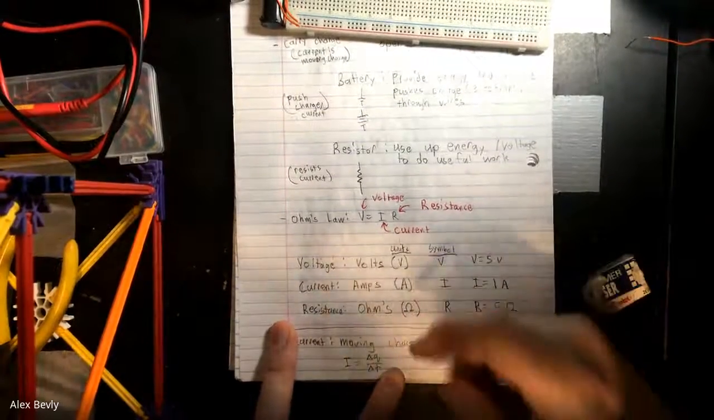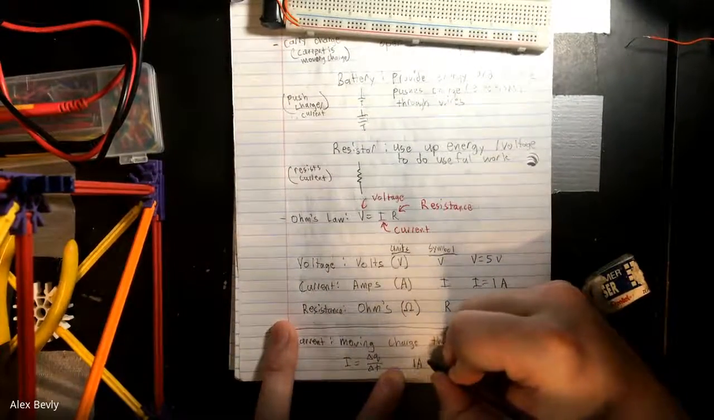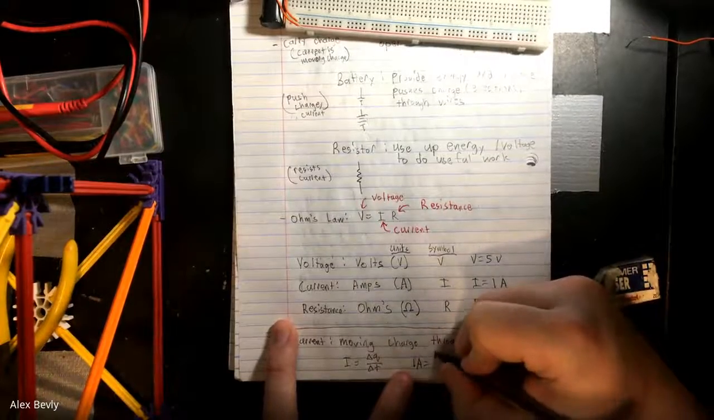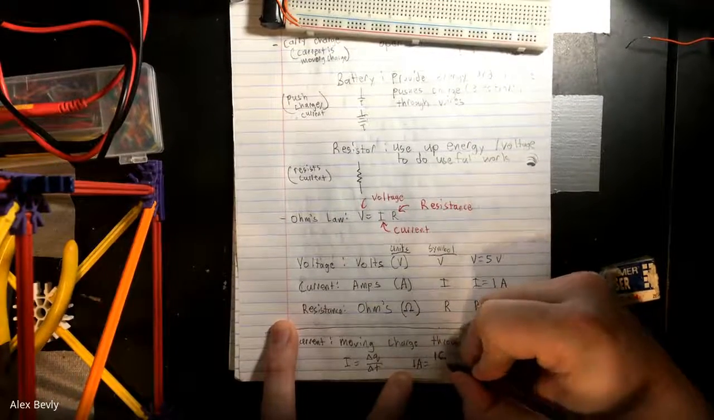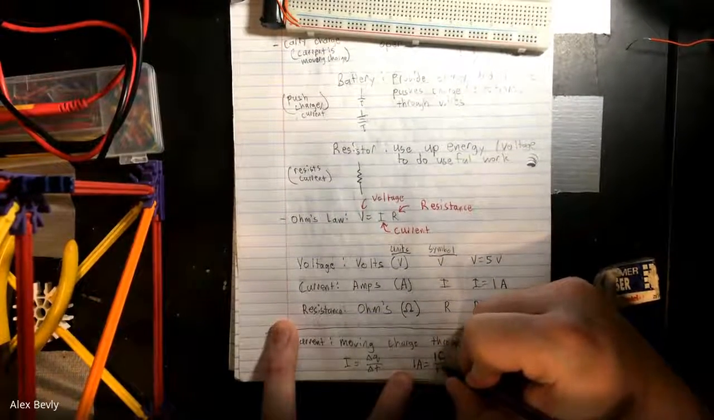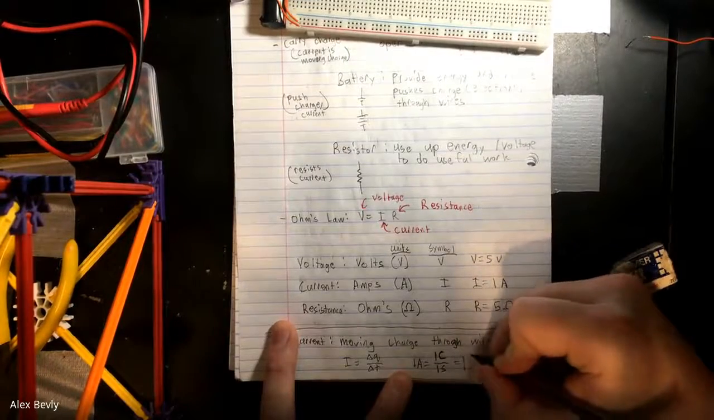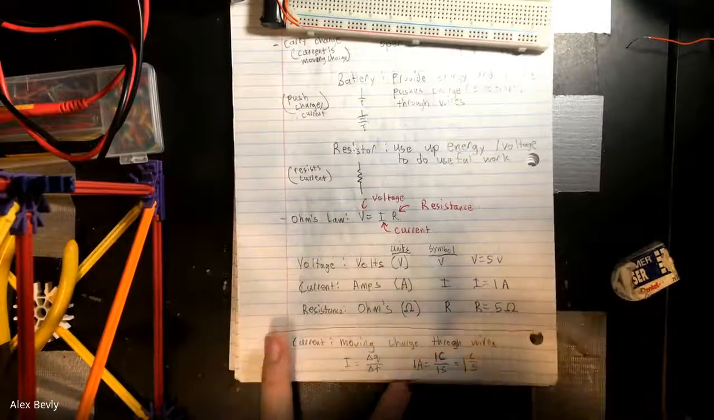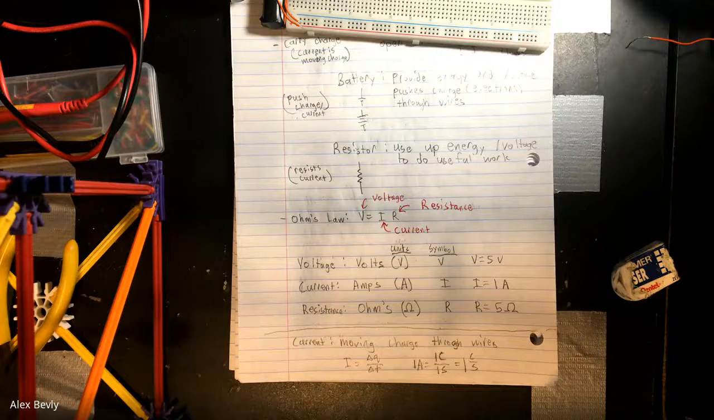Current units are amps, so 1 amp is going to be 1 unit of charge, so 1 coulomb per second. All right, so we have 3 new units we're kind of dealing with.